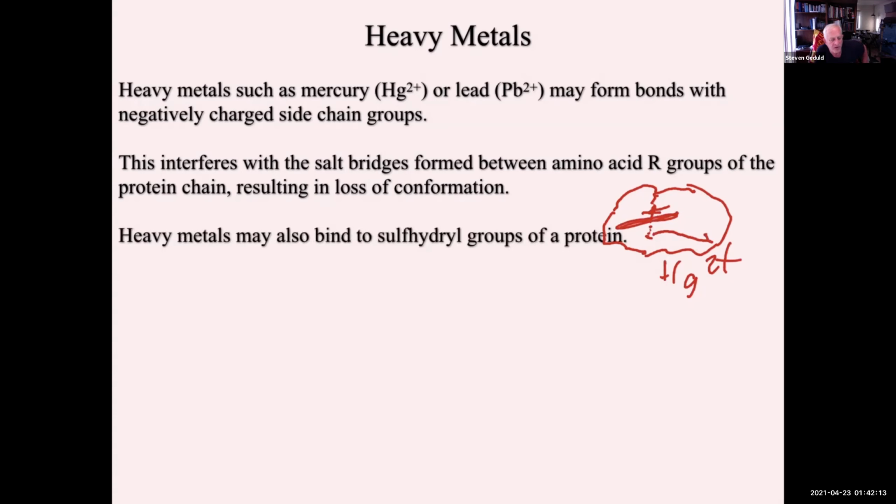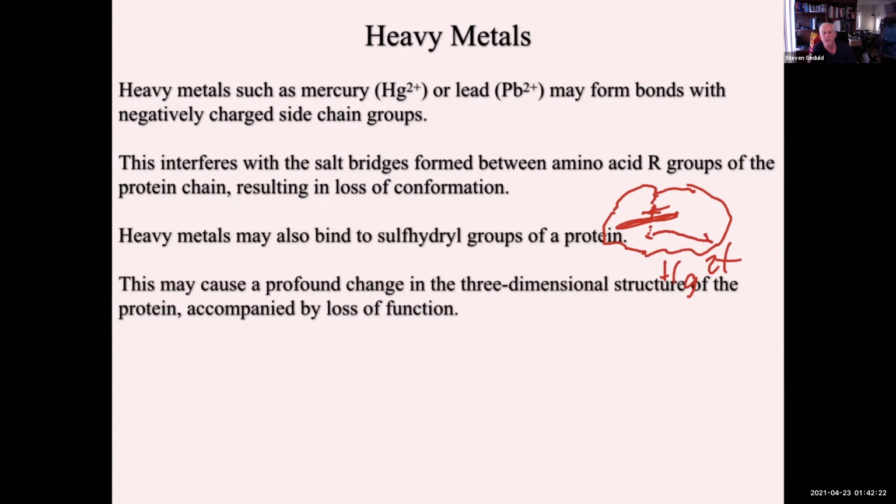Heavy metals would also bind to the sulfur groups of a protein. Some amino acids have sulfur groups in them. This may cause a profound change in the three-dimensional shape, accompanied by loss of function. You change the shape, you're going to change the function.